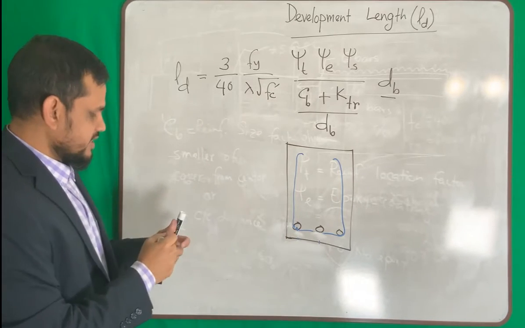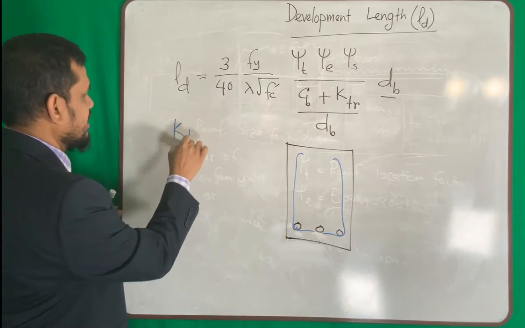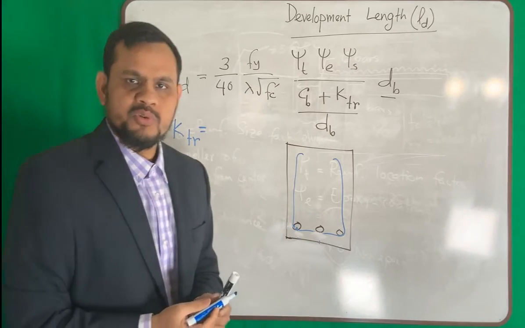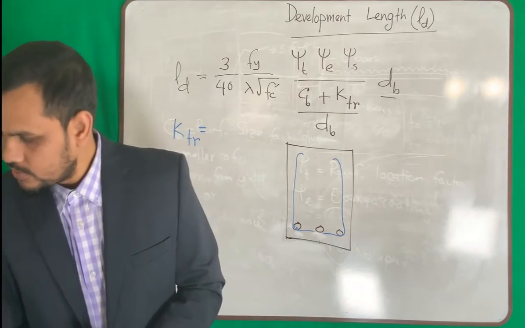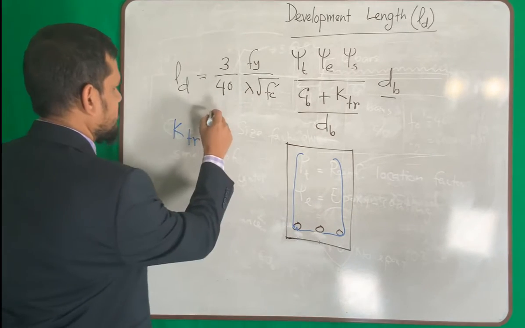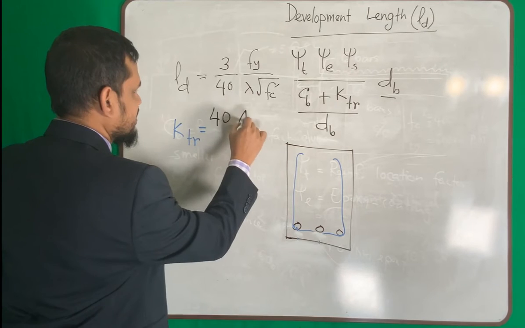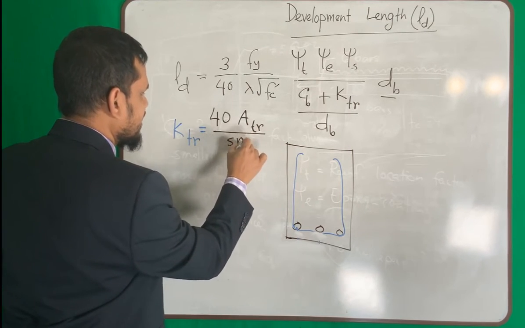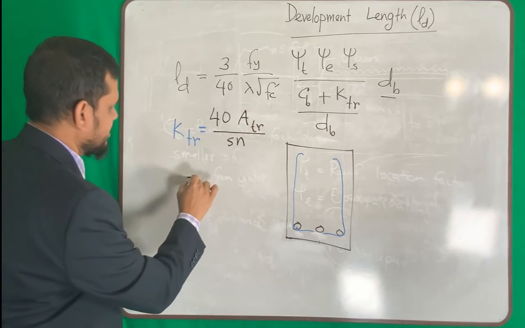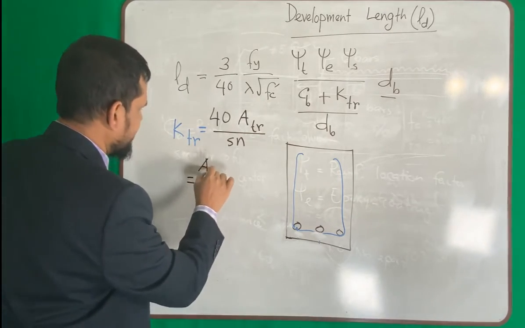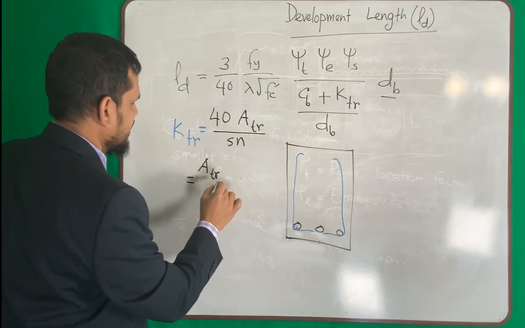Now, so what is KTR? KTR can be calculated in two ways. Sometimes in your book, I see that they write it this way: 40 times A transverse divided by Sn. Sometimes I see that the book writes it this way. If I can remember, I do not need to see the book.